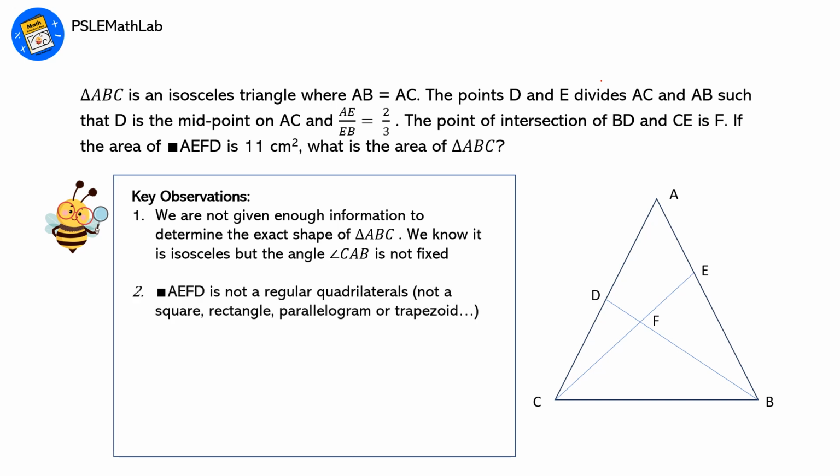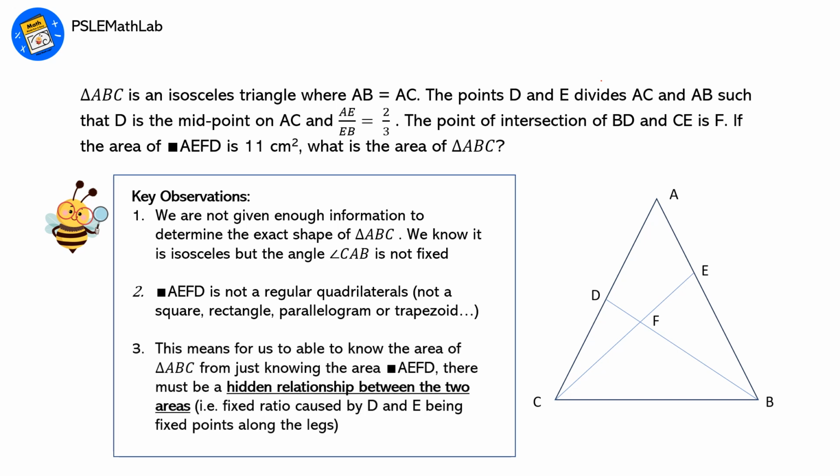Second, we're given the area of AEFD, but this is not a regular shape. It is a quadrilateral, but it's not a square, not a rectangle, not a parallelogram, nor a trapezoid. So we can't really use existing formulas to calculate this area. And this indicates to us that there must be a hidden relationship among the three sub-areas created by the lines and the triangle ABC. So the question now is to find this hidden relationship.